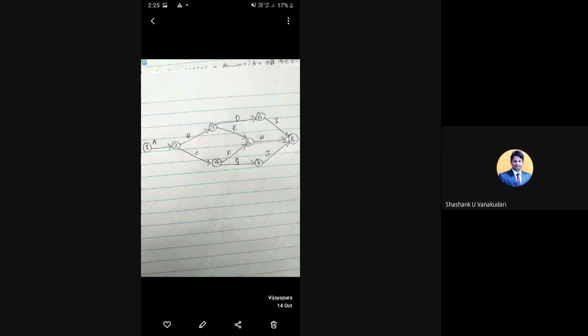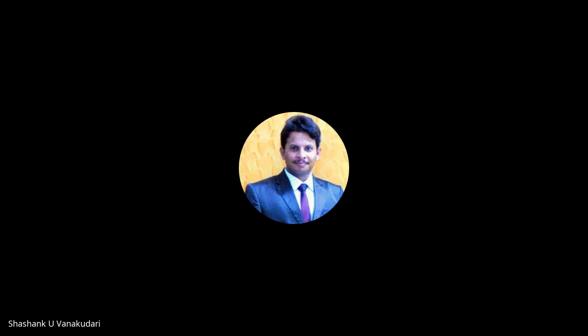Yes. Activity 1 to 2 connects A, and 2 to 3 it's B, 2 to 4 C, and then 3 to 5 it's E, 3 to 6 D, and 6 to 8 connects I, 5 to 8 connects H, and then 4 to 7 is G. Very good, Nachiket. It's correct.